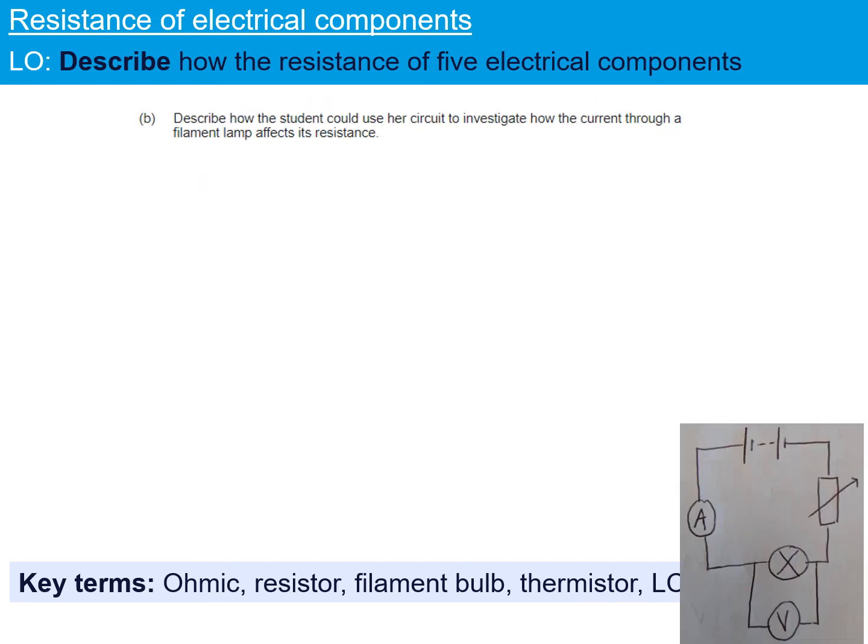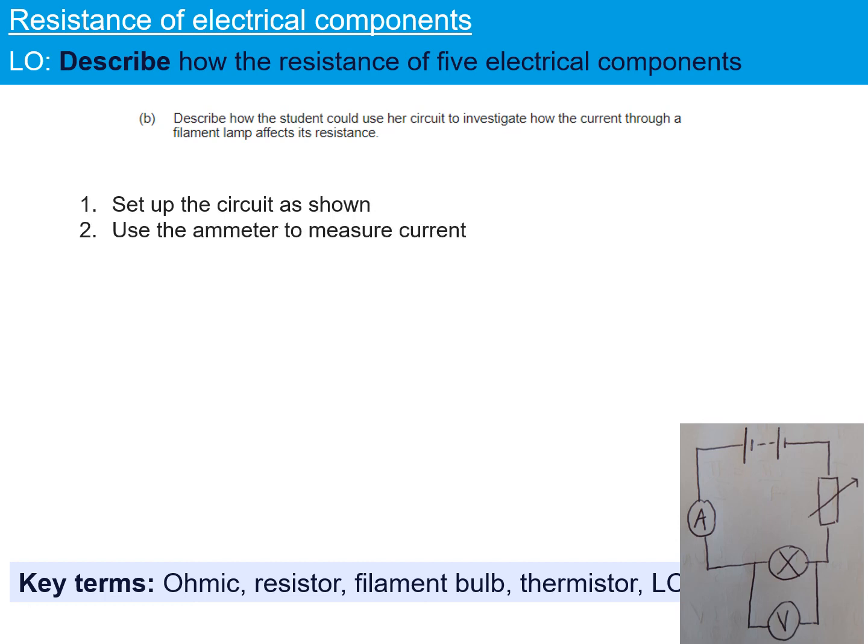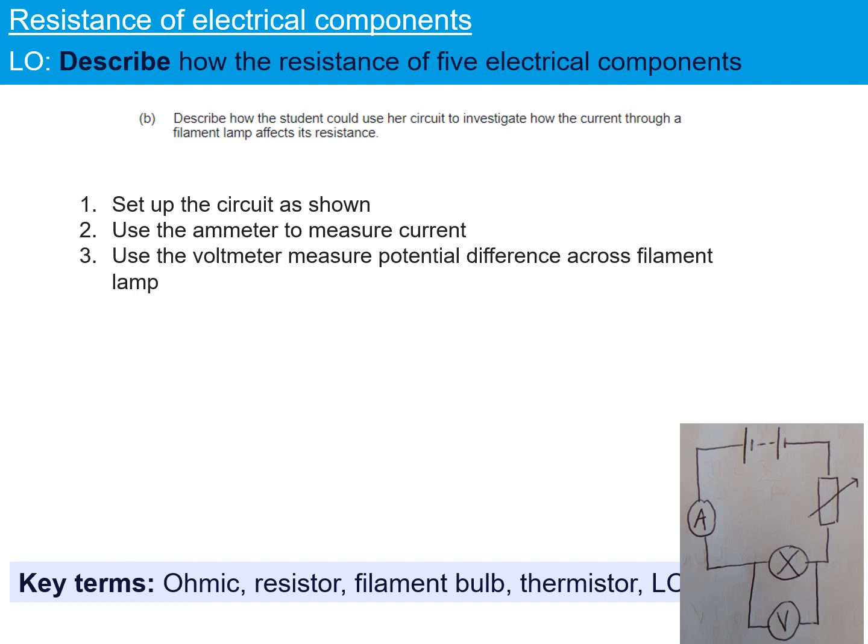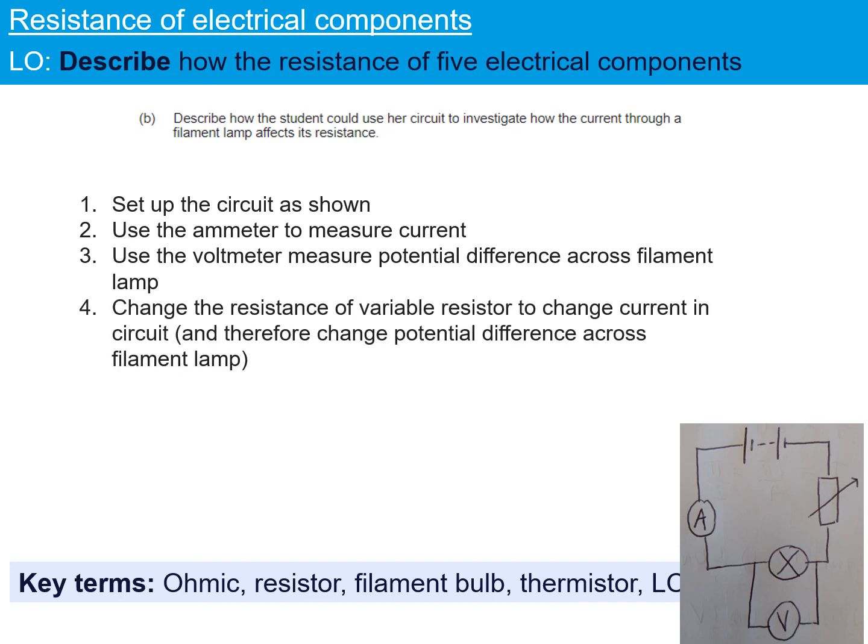And so the final question said, describe how the student could use her circuit to investigate how the current through the filament lamp affects its resistance. We always do a numbered method. So 1, set up the circuit as shown. 2, use the ammeter to measure the current. 3, use the voltmeter to measure the potential difference across the filament lamp. 4, change the resistance of the variable resistor to change the current in the circuit, and therefore change the potential difference across the filament lamp.